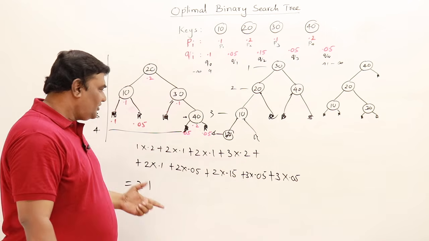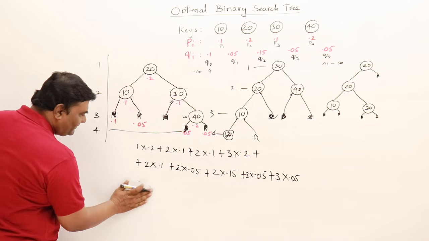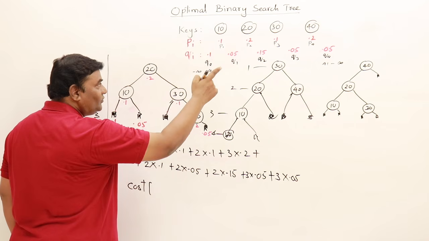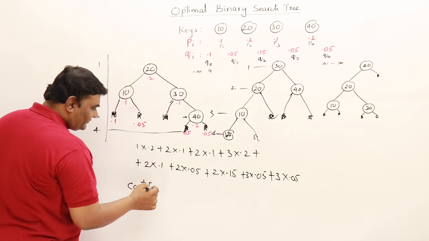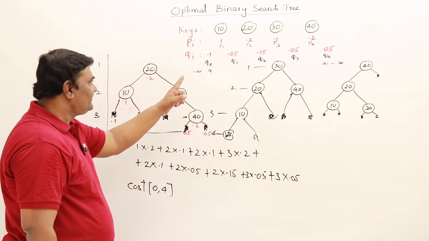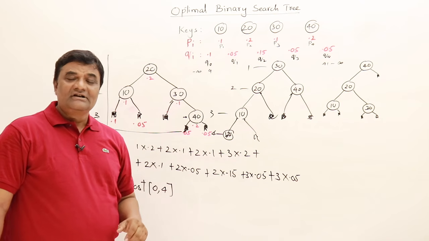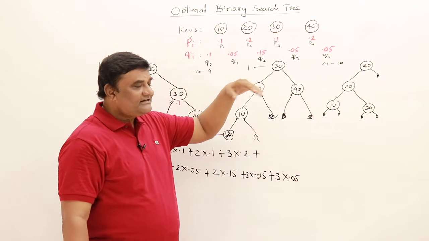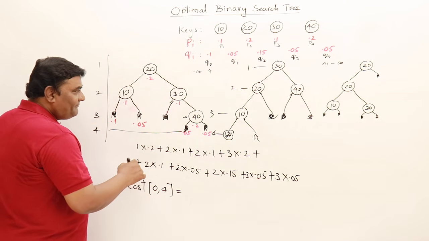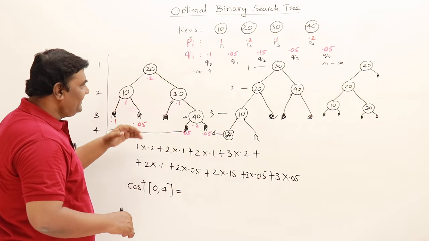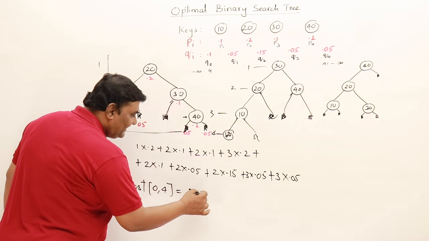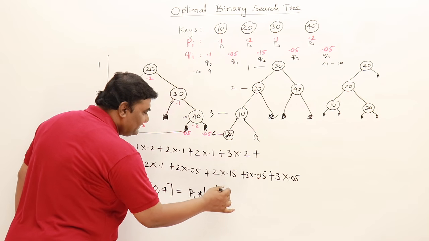Now let us write down the formula for this cost. So how I have found out the cost is for keys 1 to 4. But here 0 is included, so let us write 0 also, 0 to 4. Because the unsuccessful search probabilities are starting from 0 onwards, we write 0. Otherwise, the keys are starting from 1 only, but we write 0 also. So this cost is, we have multiplied every probability of a key with its level. Probability of any key is multiplied with level of that key value, right?